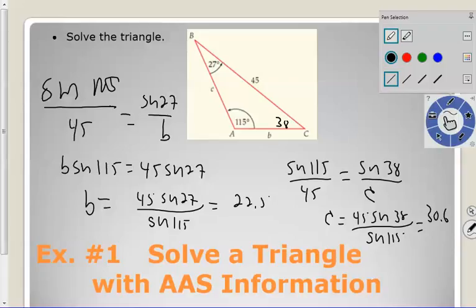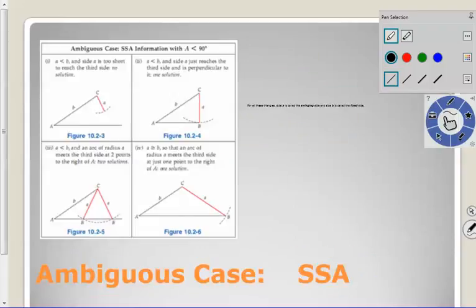What I want to talk about next is the ambiguous case, in this case, the side-side-angle. Sometimes you have a side where a triangle can't happen. Sometimes you have it where one triangle happens. Sometimes you have it where two triangles happen.